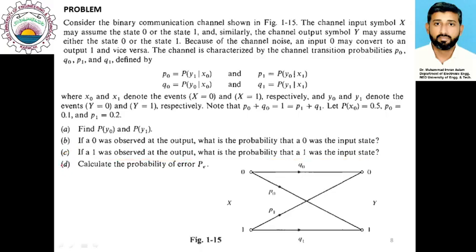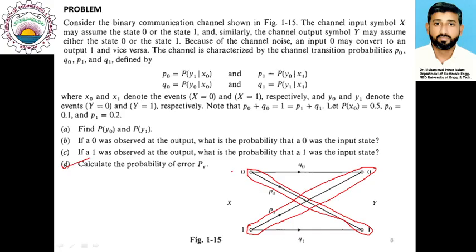Now we come to the last part, which is calculating the probability of error. What is the probability of error here? The error occurs in two possibilities. First possibility is that you transmitted 0 but you received 1, so this is an error. Similarly, the other possibility is that you transmitted 1 but you received 0. So these are the two possibilities of getting an error.